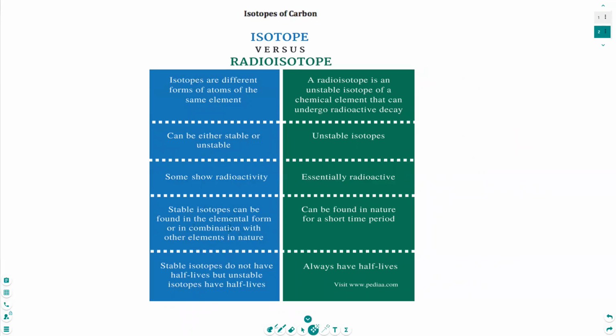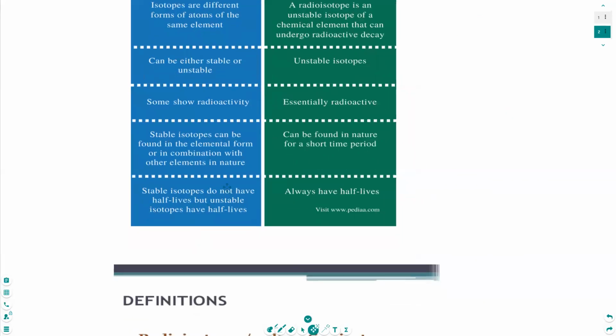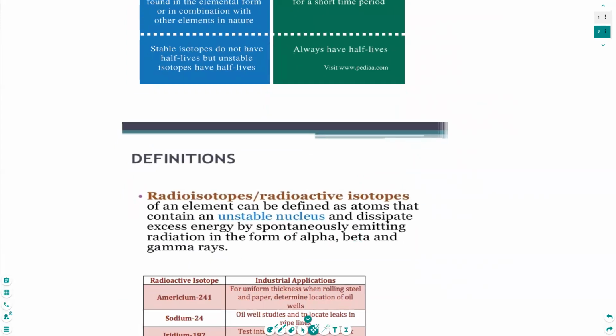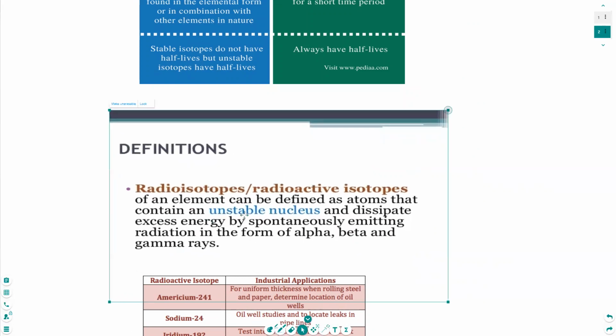Stable isotopes can be found in the elemental form or in combination with other elements in nature, but radioactive isotopes can be found in nature for a short time period. Stable isotopes do not have half-lives, but unstable isotopes have half-lives. And so radioisotopes, which we're going to talk about now, are those unstable isotopes whose nucleus is unstable and which can emit energy.